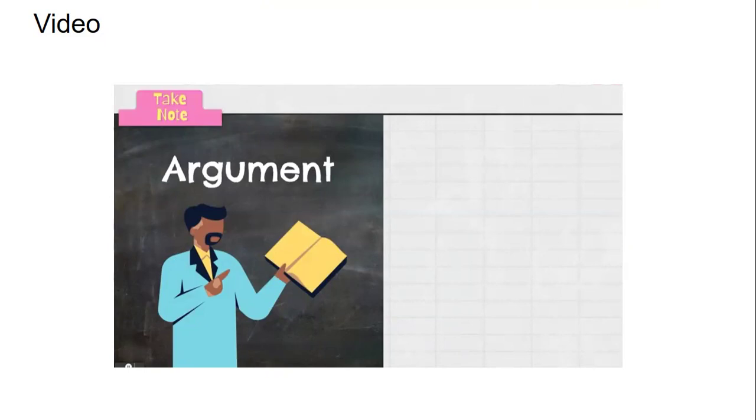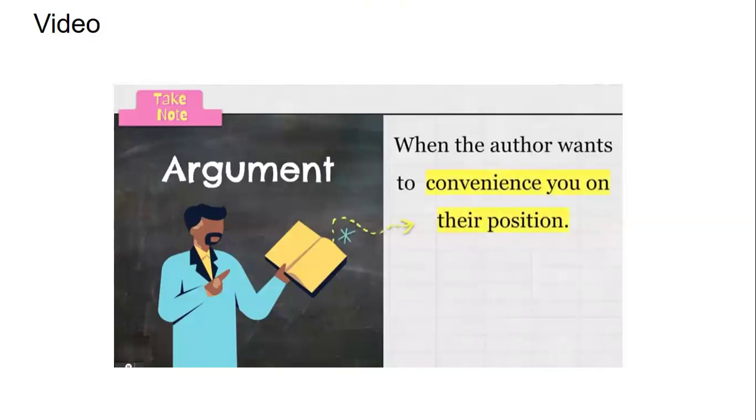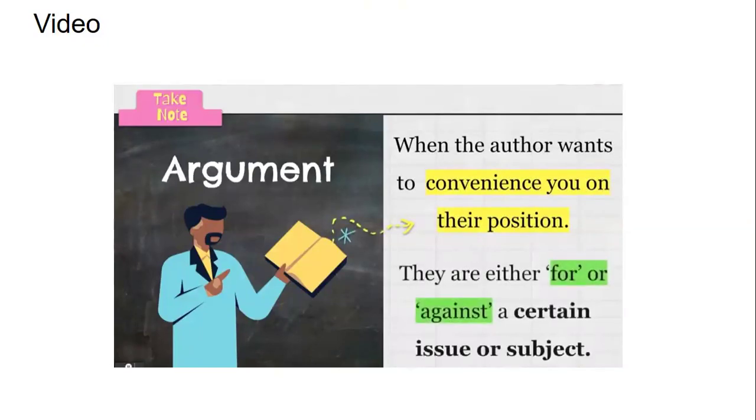For the purpose of arguments and claims, we are talking about when the author wants to convince you on their position. So they're either for or against a certain issue or subject. So let's say it was your birthday and you got, I don't know, $300 in birthday gifts, like $300 cash. And what you really want to do with your money is to buy a brand name sweatshirt that costs $100. And your mom is like, absolutely not. You cannot spend that much money on a sweatshirt. I won't allow you to do it.